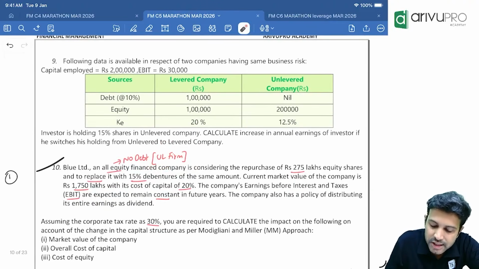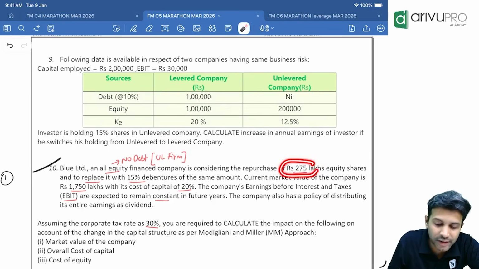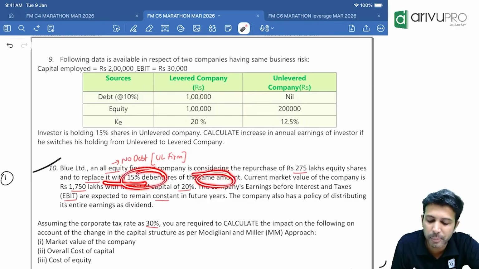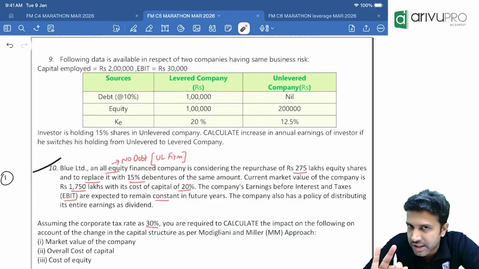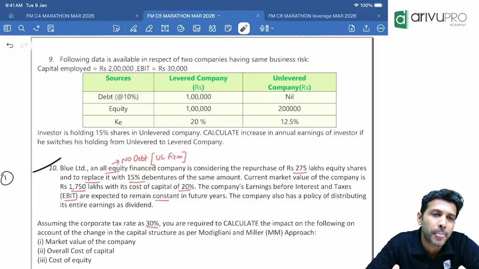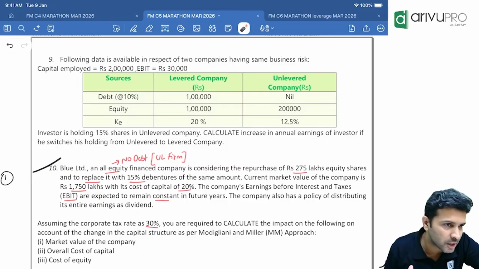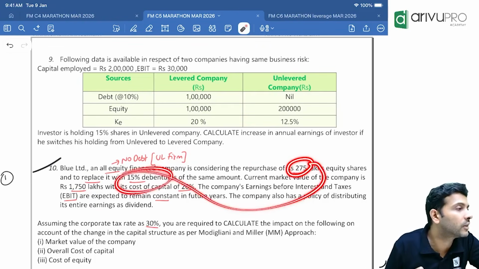this firm is considering repurchasing 275 lakh rupees, I mean, this 275 is the value of equity shares, and replace it with 15% debentures of the same amount. Currently, they have only equity shares. Now, what is the plan of this company? To buy back the equity shares. Buying back means cancel the equity shares worth how much? 275 and substitute with debt.